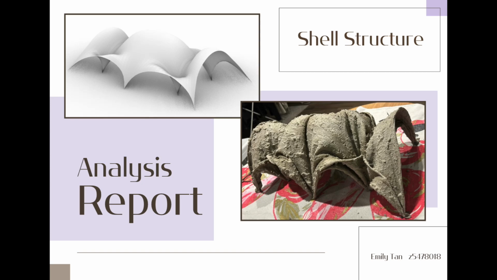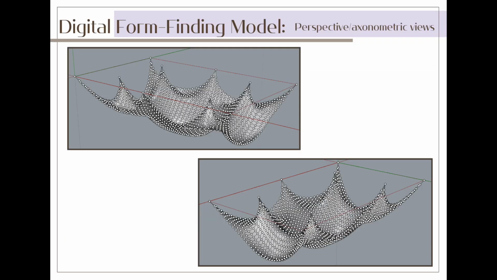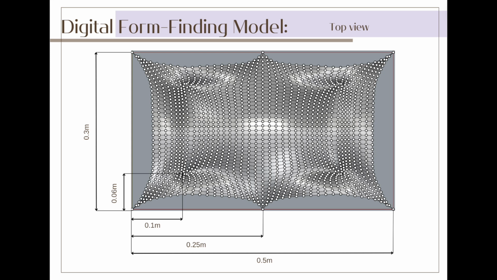Shell structure analysis report. To digitally find the form-finding model, I use Kangaroo. The model of the perspective axonometric views are shown. The top view can be seen here, showing the dimensions. Model is 0.5 meters by 0.3 meters.